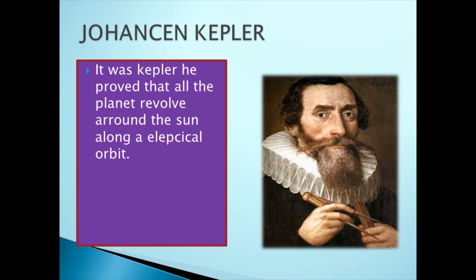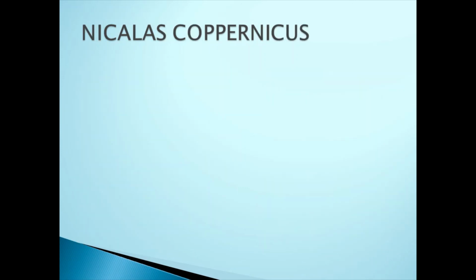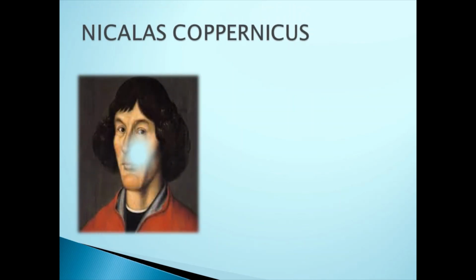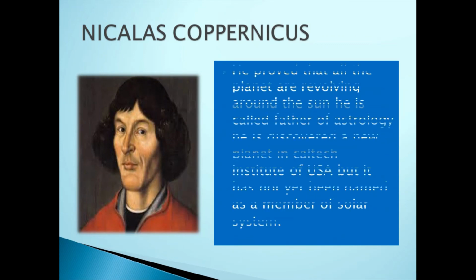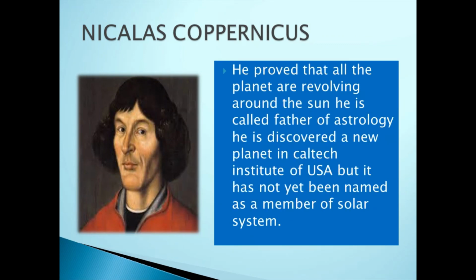Johannes Kepler. He proved that all the planets revolve around the Sun along elliptical orbits. Nicholas Copernicus. He proved that all the planets revolve around the Sun. He is called the Father of Astronomy.